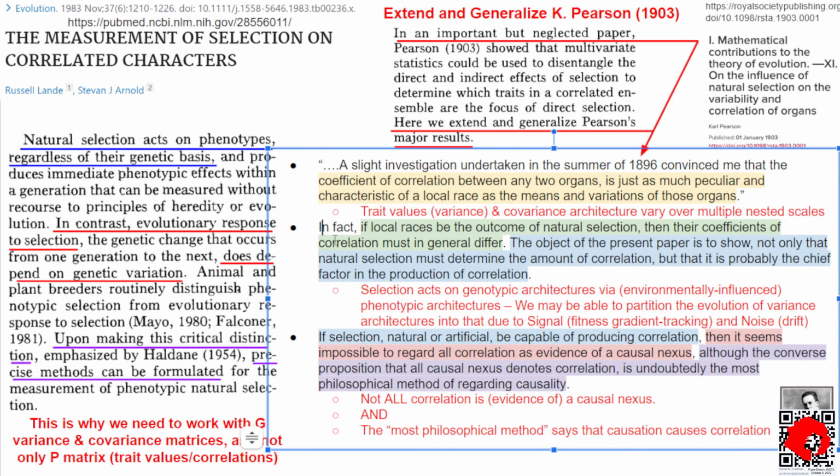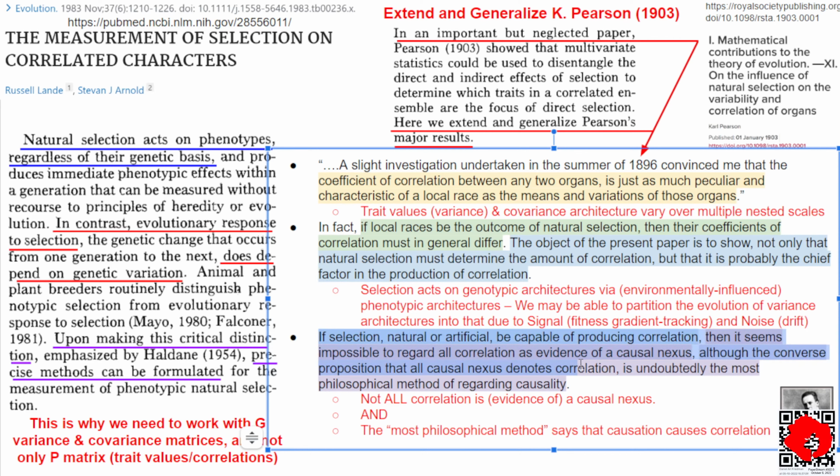And one can read some quotes here, but just to read a modern-day translation. Selection acts on genotypic architectures via environmentally influenced phenotypic architectures. We may be able to partition the evolution of variance architectures into that which is due to signal, which is the aspect that's tracking the fitness gradient, and noise, which is drift. And it's pretty interesting to think about this fitness gradient tracking in the context of some of the recent developments by Dalton S. and others in the free energy principle and mode tracking, mode matching, path tracking.